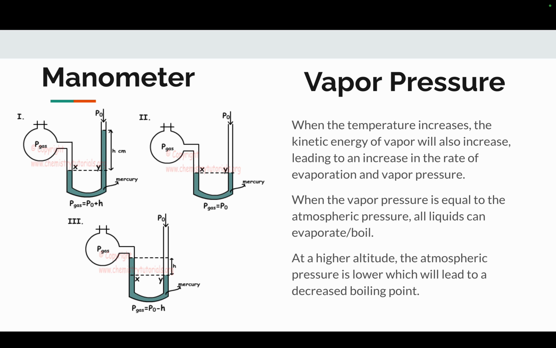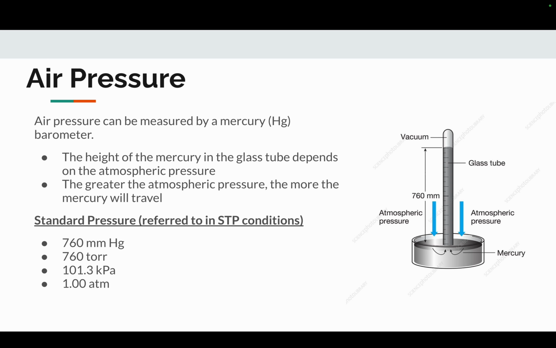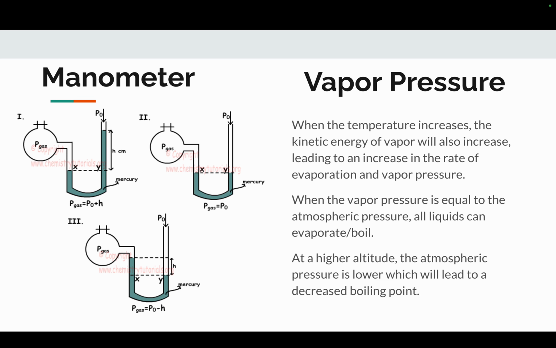Now, this is a picture of a manometer. This is similar to a barometer, but rather in here, this is measuring the pressure of a certain gas that you put in this apparatus. What happens is that you have a certain gas in the left aspect of the apparatus, and then from there, you have mercury in the middle.